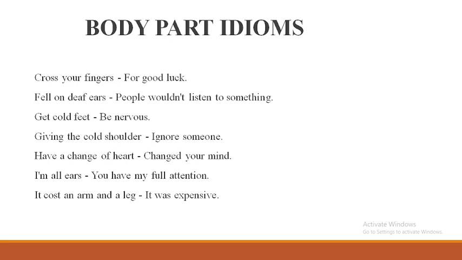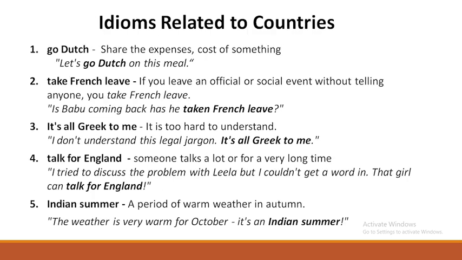Finally, it cost an arm and a leg. It means it was expensive. I bought a toy. It cost an arm and a leg. It means it's expensive; I bought an expensive thing. Okay, this is what you have to do: list out all the idioms relating to a body part, read them, think about the meaning, and try to use them in context in your writing, or when you're reading something, or when you're having a conversation.